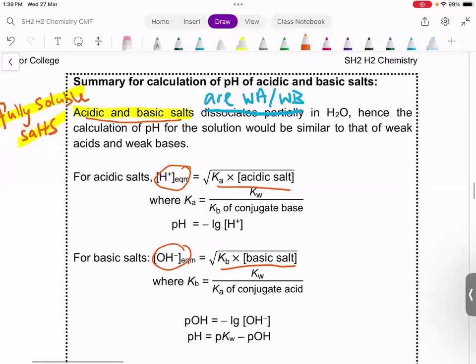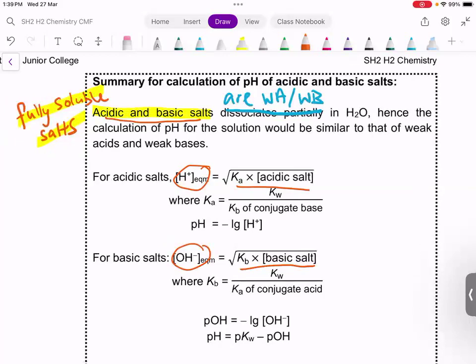Now, how come this expression applies? Why are we able to square root this? What do you think? The H plus and OH minus concentration the same? Are you sure? Is the H plus equal to the OH minus concentration? Are they the same?